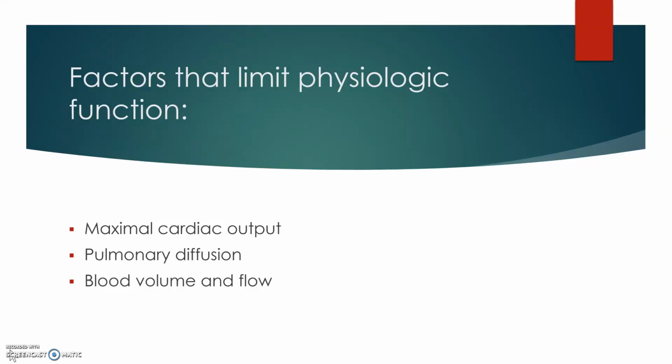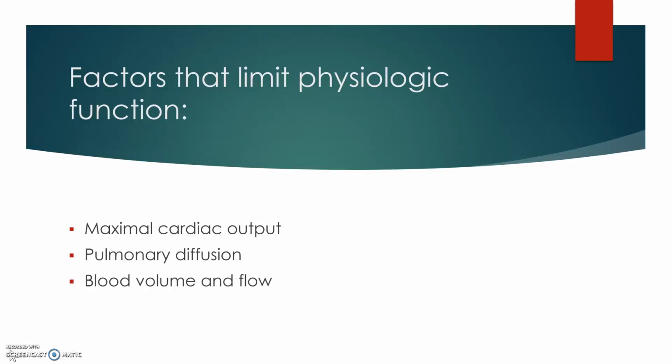Pulmonary diffusion. The exchange of oxygen and carbon dioxide between the lungs and the blood. In athletes with high cardiac outputs, pulmonary diffusion may limit VO2 max by shortening the time period when blood picks up oxygen in the lungs. This may lead to lowered blood oxygen saturation levels.